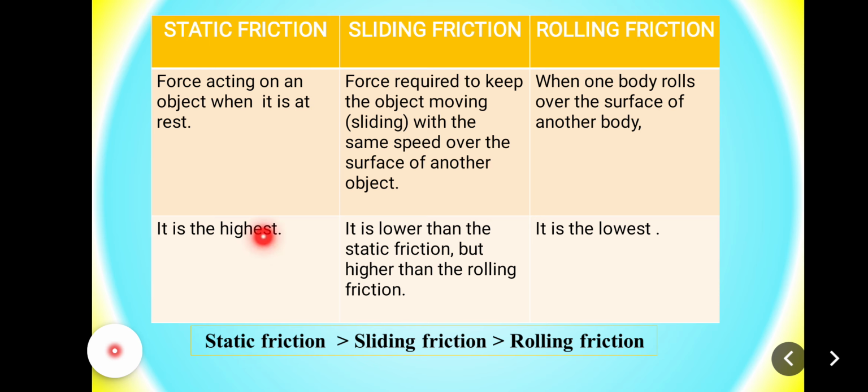Static friction is the highest. The sliding friction is lower than the static friction, but it is higher than the rolling friction, and rolling friction is the lowest. If we look at the descending order: static friction, then the sliding friction, and then the rolling friction.